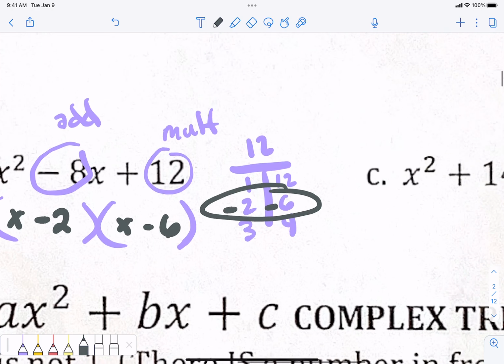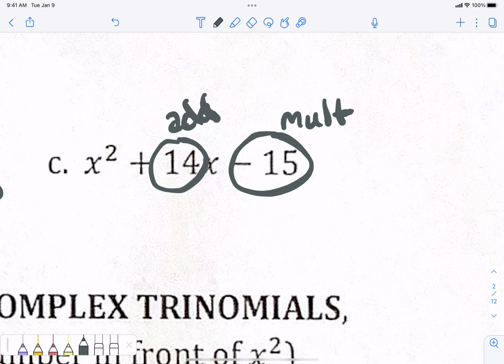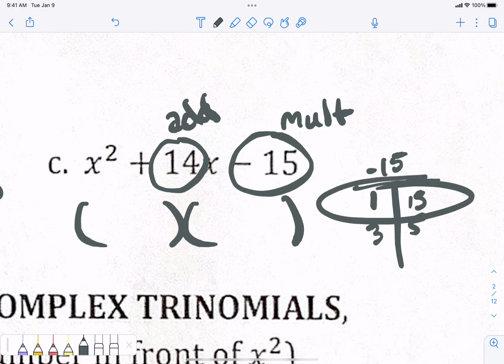Okay, next one, C. We're multiplying to get -15, excuse me, and adding to get 14. Multiply to get -15, add to get 14. We've got 1 and 15, or we've got 3 and 5. Those are the only combinations we have. So 15 and 1, and if I want +14, it's got to be -1, +15, right? Or vice versa. So my two groupings, X minus 1, X plus 15, or X plus 15, X minus 1. Doesn't matter what order you put them in.